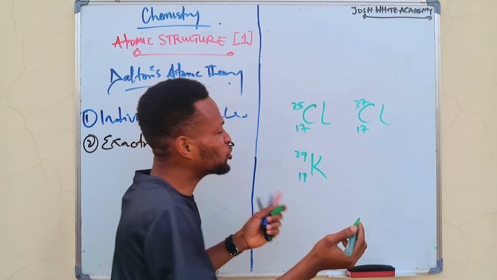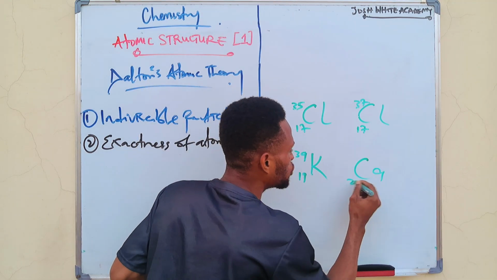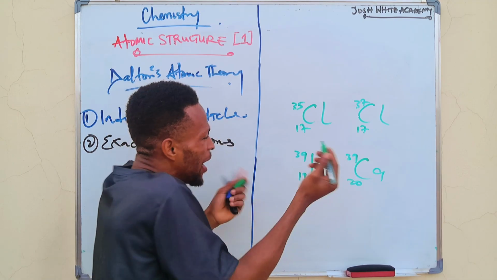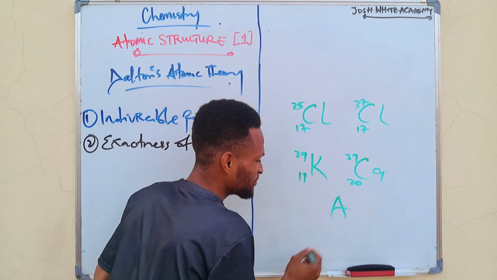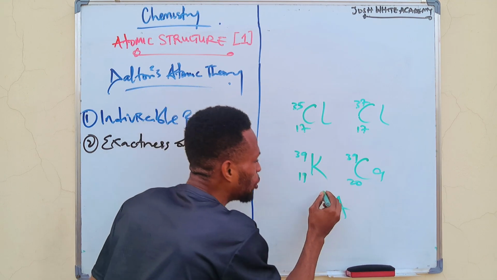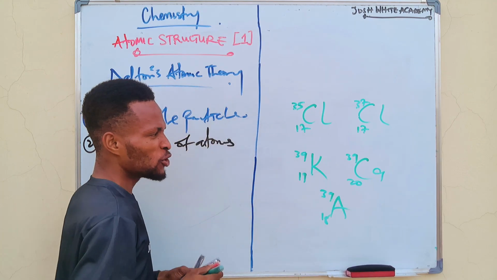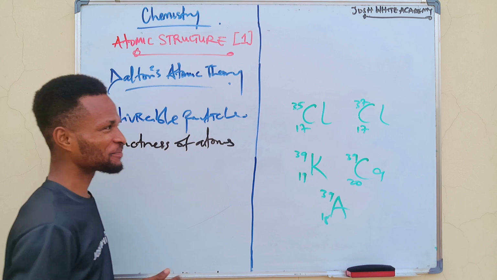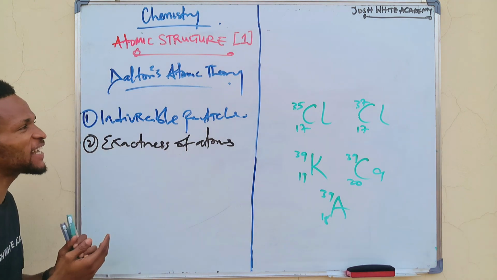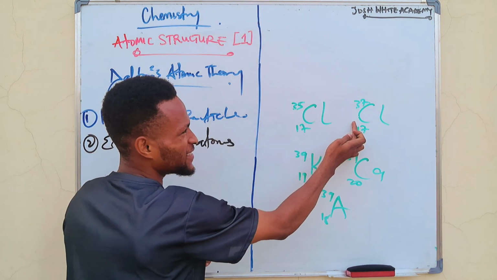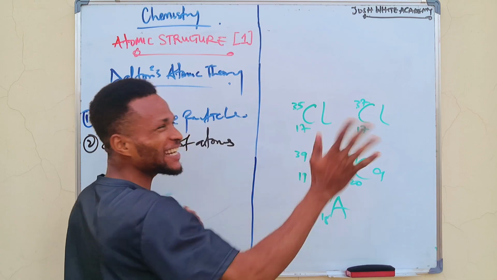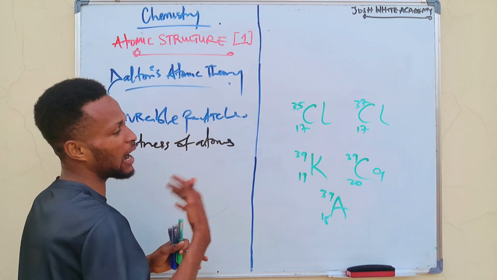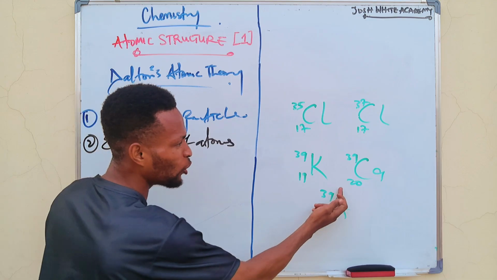There are isotopes of calcium, which is 20, that can have a mass number of 39. There are also isotopes of argon, which is 18, that can have a mass number of 39. So you see, these are different atoms, but they have something in common. But Dalton stated that atoms of the same element are exactly alike, and differ from atoms of different elements. Both of these are nullified.